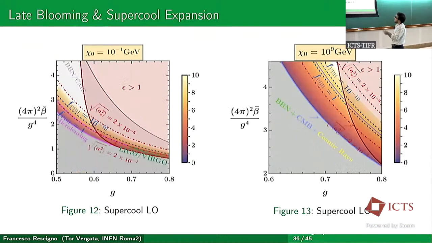Well, this is the same plot, but using the supercooled expansion. As you can see, this was clear also from the other plots. Typically, the improved supercooled expansion is more predictive because the class of models that falls into the range, let's say, of the improved supercooled expansion is much larger.